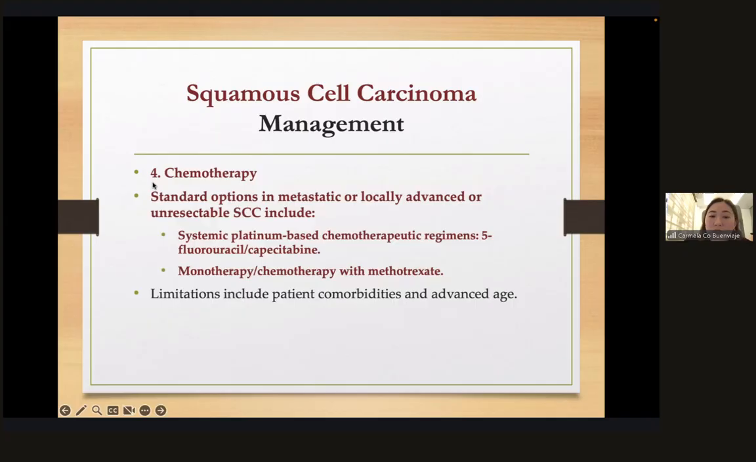Okay, next would be chemotherapy. The standard options in metastatic or locally advanced or unresectable SCC include systemic platinum-based chemotherapeutic regimens, meaning 5-fluorouracil or capecitabine, and monotherapy or chemotherapy with methotrexate.